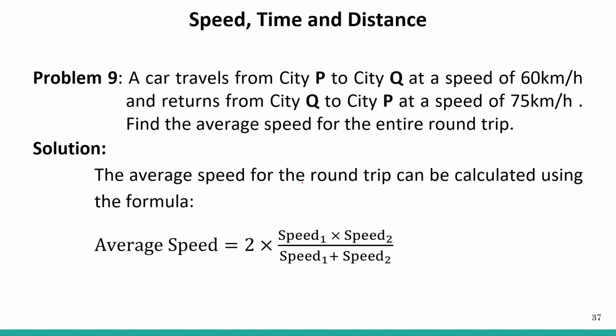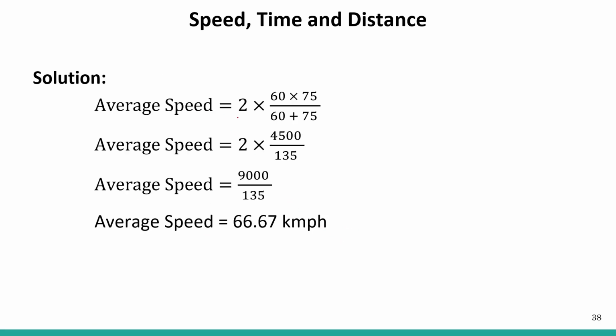So the average speed for the entire round trip can be calculated using the formula: average speed is equal to 2 into speed 1 into speed 2 whole by speed 1 plus speed 2. So average speed will be 2 into 60 into 75 whole by 60 plus 75. So it will be nothing but 9000 by 135, that is 66.67 kilometers per hour. Okay, it won't be 66.67, it will be 60 kmph.